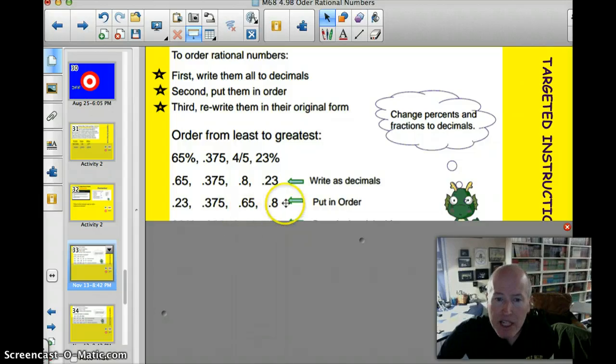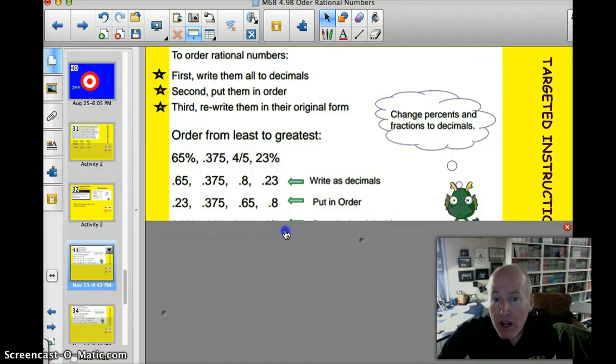Instead of adding the extra zero on this time, I'm going to use my old dollars and cents check. This is like 23 cents, 37 cents, 65 cents, and this would be like 80 cents because I can put that zero on there if I want.